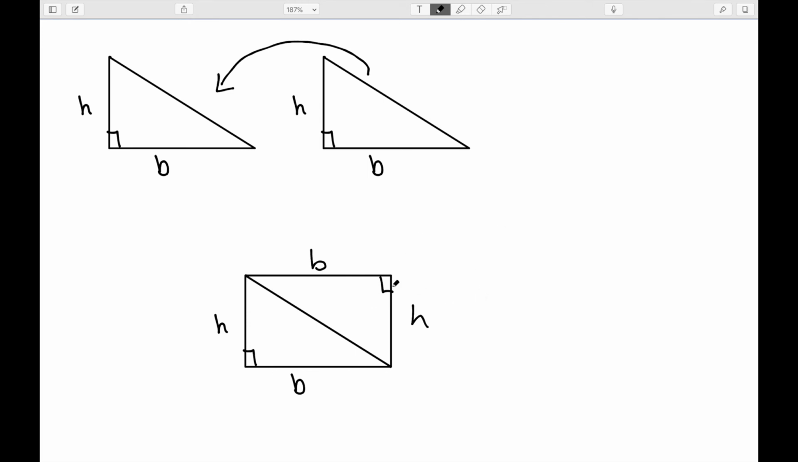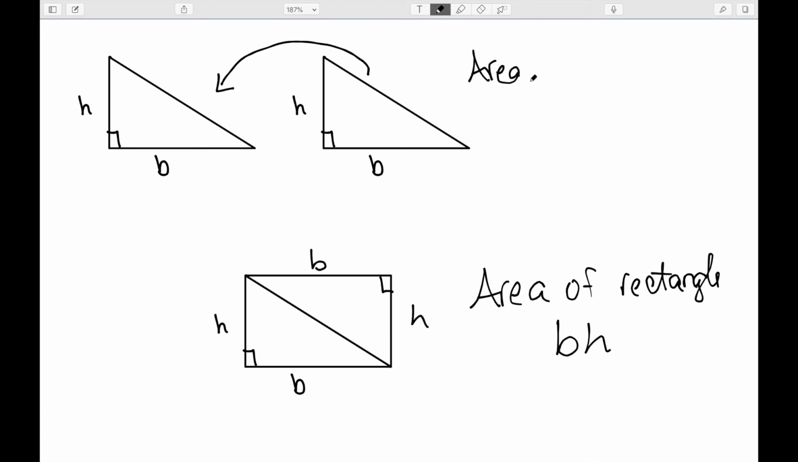So the area of the rectangle will be B times H. So the area of the triangle, since I had two triangles that made up the rectangle, would be half of the area of the rectangle. So this is great for right triangles since putting two of them together will give me an actual rectangle.